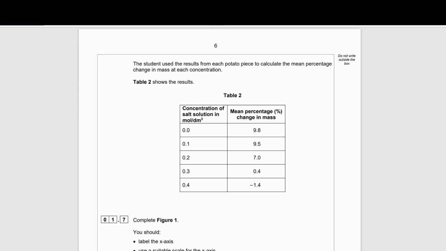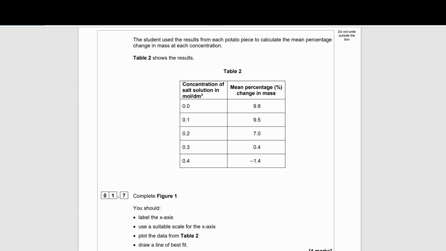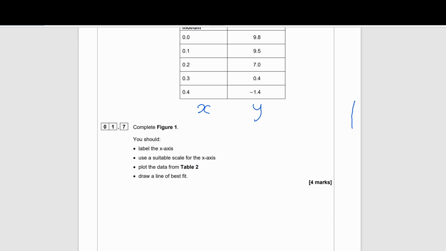Okay, the student used the results from each potato piece to calculate the mean percentage change in mass at each concentration. So here is our result. Our independent variable, definitely concentration of salt solution, on our x-axis, that should be on our graph, and our mean percentage change in mass should be on our y-axis on our graph. Complete figure 1.